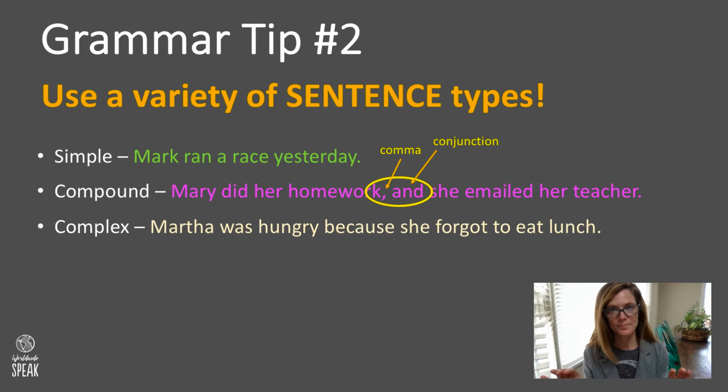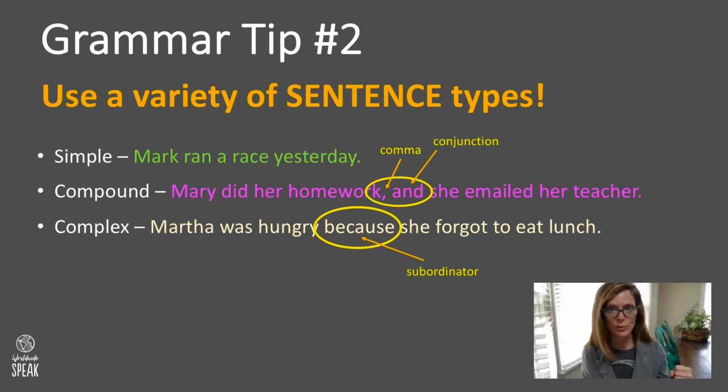And last, the complex sentence is complex because it uses a special word called a subordinator. Martha was hungry because she forgot to eat lunch. These special words, these subordinators, make our sentences complex.